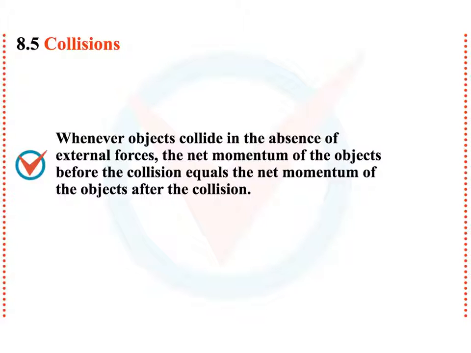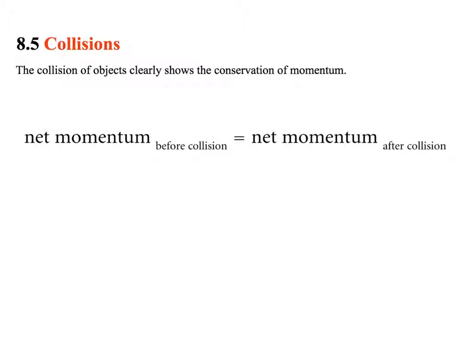Alright, now on to collisions. Whenever objects collide in the absence of external forces, the net momentum of the objects before the collision equals the net momentum of the objects after the collision. Okay, we've talked about this in class. The collisions of objects clearly show the conservation of momentum. The net momentum before the collision equals the net momentum after the collision. This is where the collision occurs, right at the equal sign, and we've done problems like this.